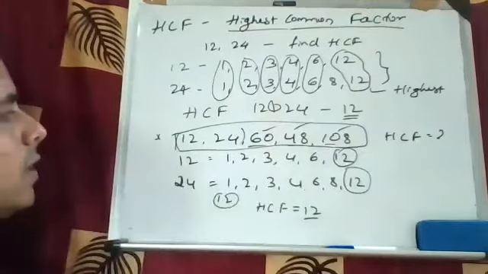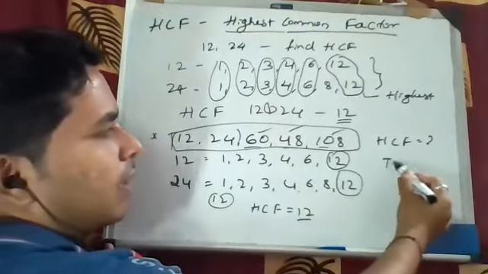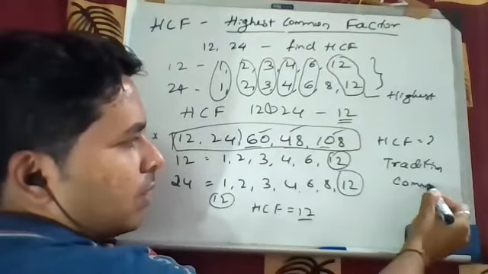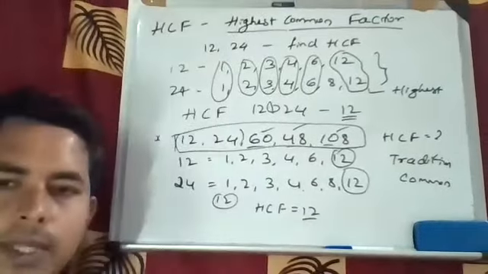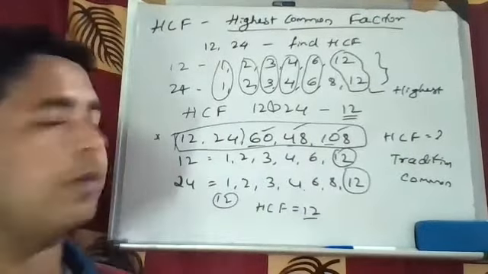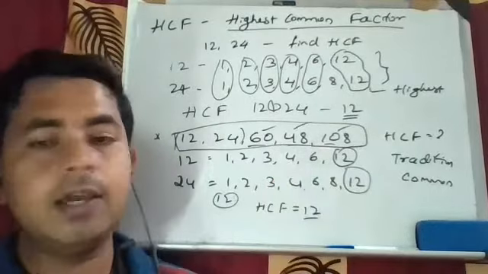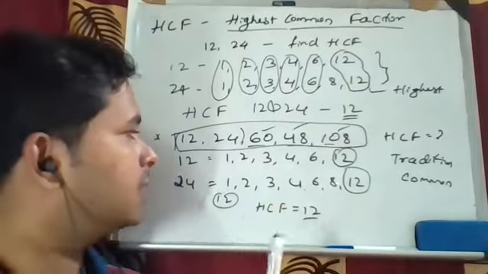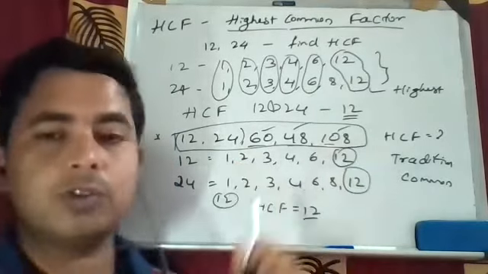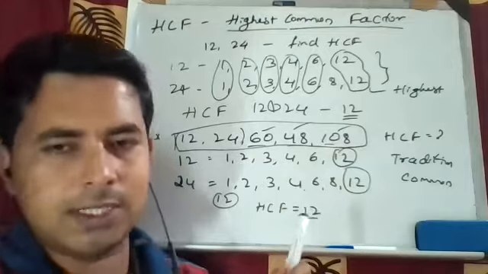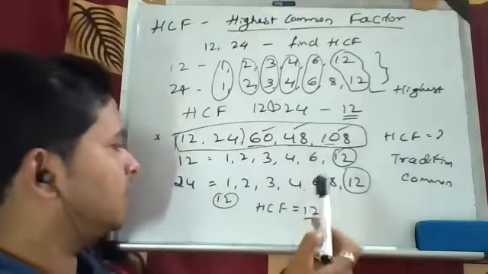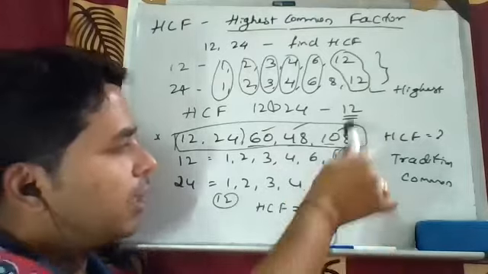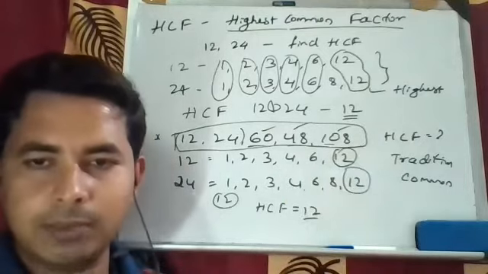So here, what I said is a traditional or common method. When you solve in the exam, if you use this method, we have to list all the factors. In the exam, we waste time by writing all these factors. I have to write all the factors of 12, all the factors of 24, 60, 48. So writing all these factors will take more of our time.